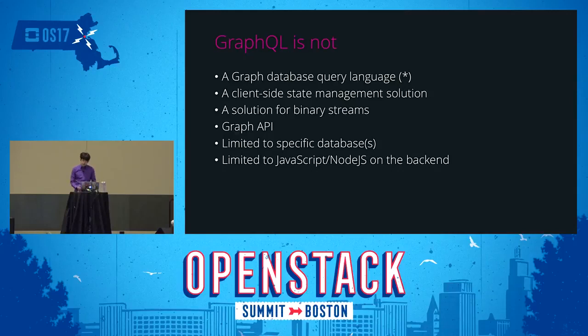Now, although the reference implementation is written in JavaScript on Node, that doesn't mean that GraphQL is a JavaScript-only thing either. There are implementations of GraphQL in just about every popular language. For example, Java, Python, Ruby, C#, Rust, Go, you name it. And these servers are used in production at a large number of companies.